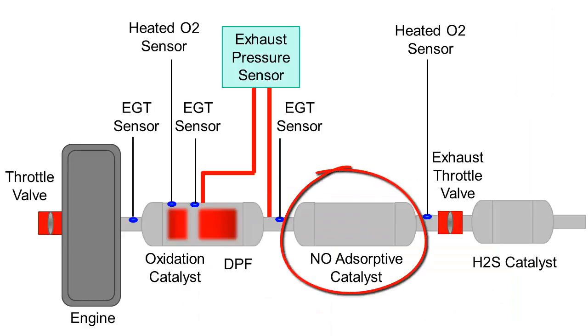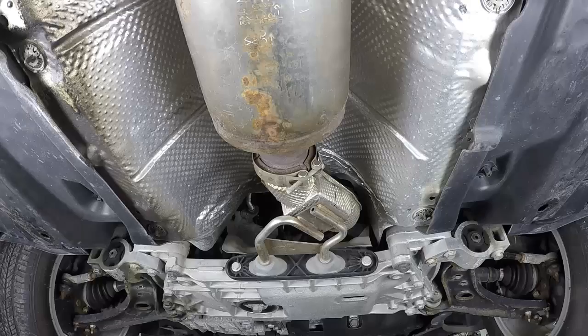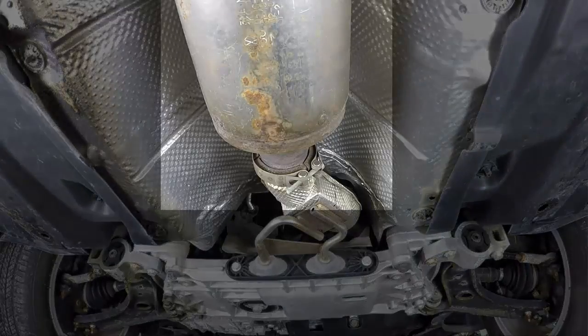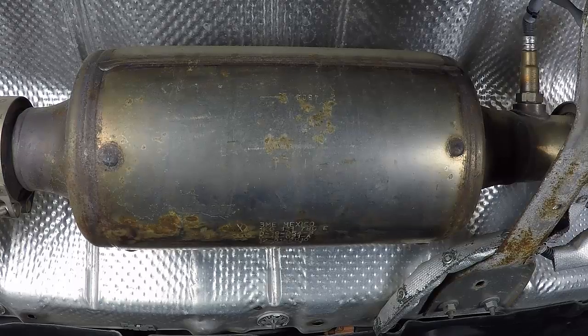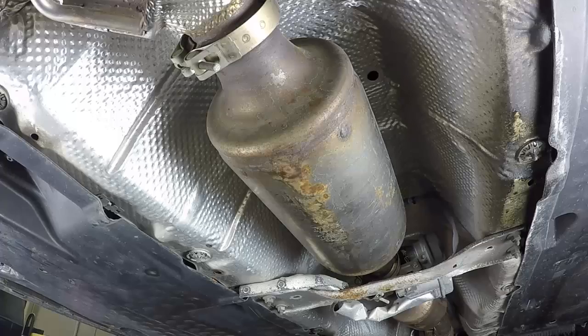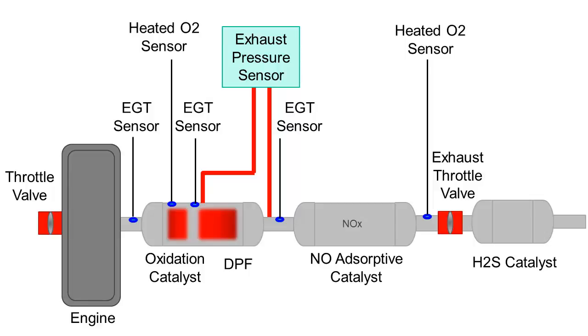The NO adsorptive catalytic converter is located downstream from the DPF. During normal engine operation, oxides of nitrogen are stored on the catalyst surface. Periodically, regeneration or denox mode will be required. This will occur during temporary rich operation. The oxides of nitrogen will be converted into nitrogen, carbon dioxide, and water.